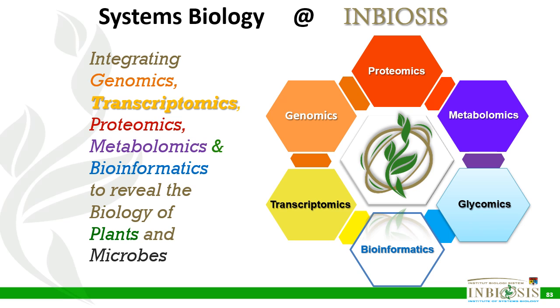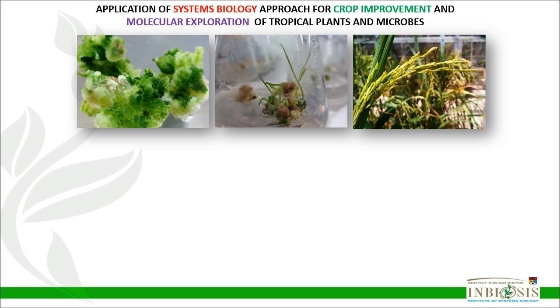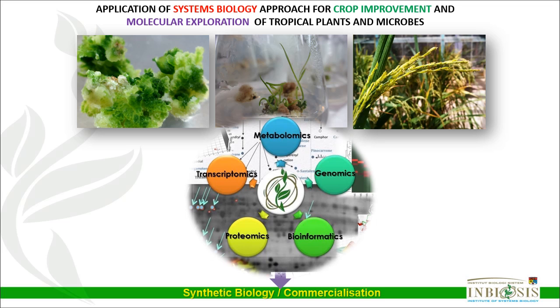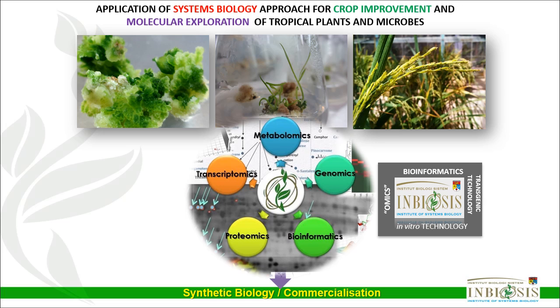In systems biology, we integrate genomics, transcriptomics, proteomics, metabolomics, and bioinformatics, as well as glycomics, to review the biology of plants and microbes. We focus on crop improvement and molecular exploration of tropical plants and microbes. Shown here is an example of using rice for crop improvement. We use a multi-omic approach assisted by bioinformatic analysis, in vitro, and transgenic technology. And this leads to synthetic biology and product commercialization.